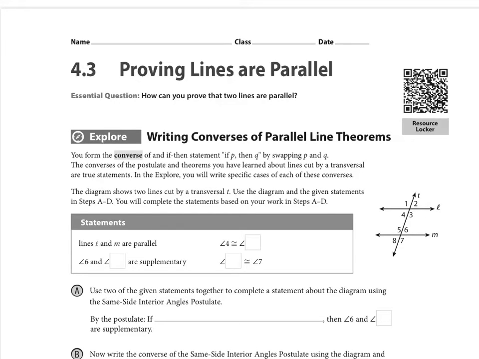In this lesson we're going to be talking about parallel lines again, but specifically we're going to be talking about ways in which we can prove that two lines are parallel, and you can see that's our essential question here at the beginning of the lesson.